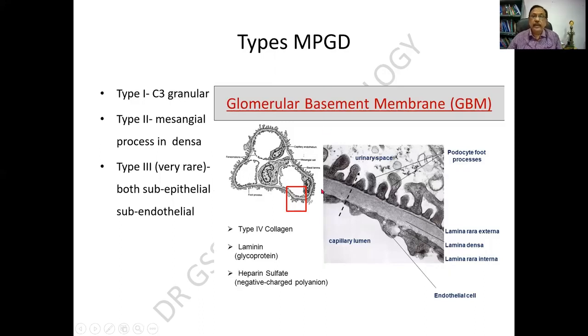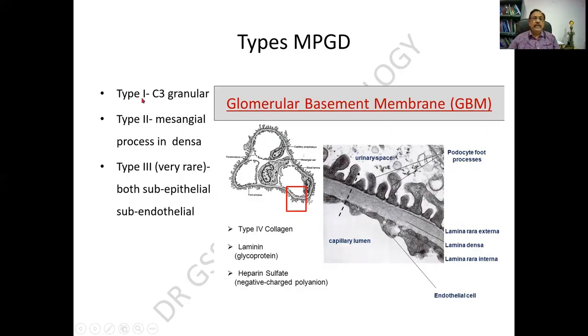And look at this one. This is a normal picture which I want you people to appreciate. This is the epithelium with the foot processes. This is the basement membrane, and this is the endothelium. And in this, there is a dark area which is called the lamina densa. On either side, there are the paler areas which are called the lamina rara externa and the lamina rara interna. And you find that there will be some amount of collagen over here.